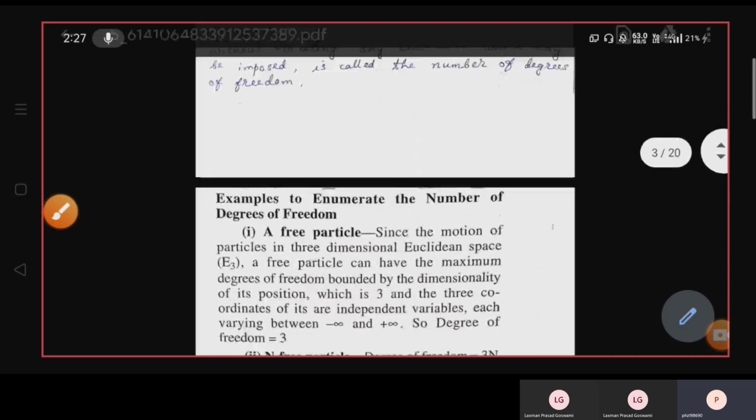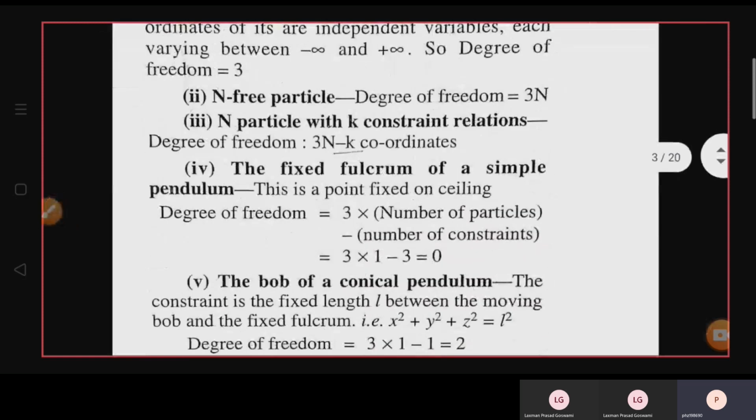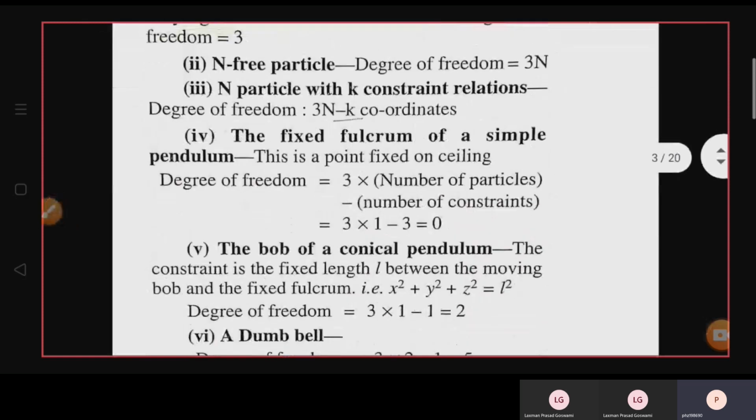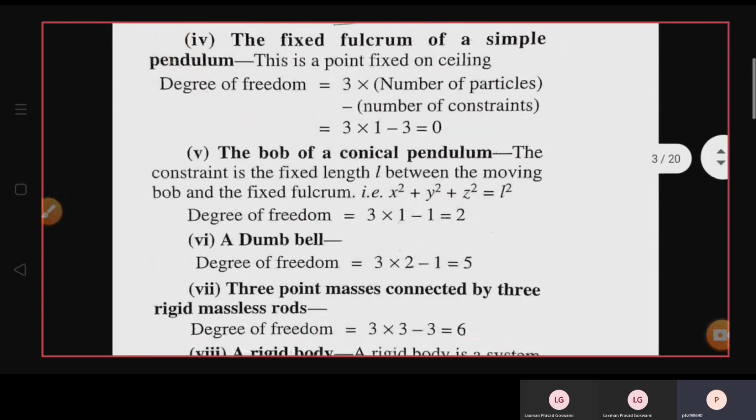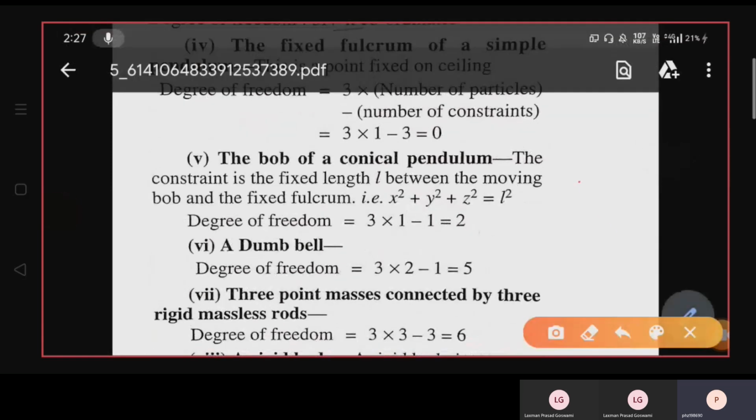So this is the basic difference between a conical pendulum and a simple pendulum. We want to find out the number of degrees of freedom for the conical pendulum. There will be a fixed axis for their motion, so there will be some constraint. This constraint relation is x squared plus y squared plus z squared equals L squared, where L is the length of that pendulum. So degrees of freedom will be 3 into 1 minus 1, that is 2.